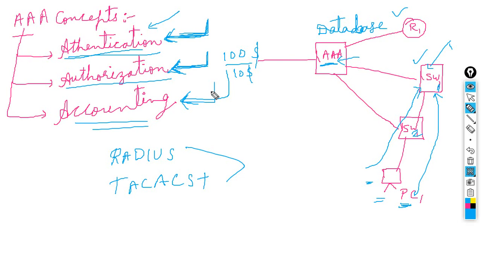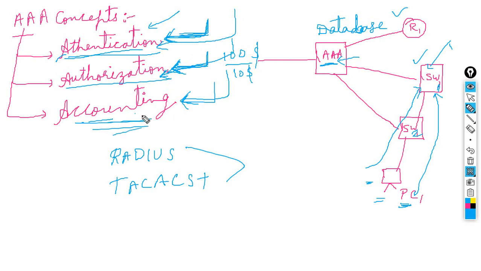AAA accounting types: network, exec, command, connection, resources. AAA basically collects and stores the information about the logins and activity that happen in the network. Whatever activity you do, you log in with authentication, you make changes in the configuration with authorization, and all that information is collected and stored. That is nothing but accounting.